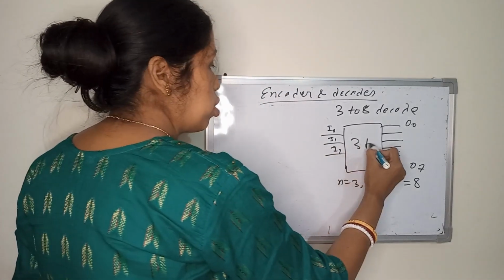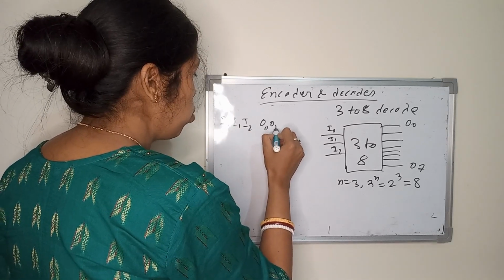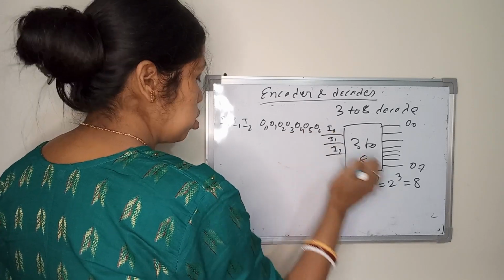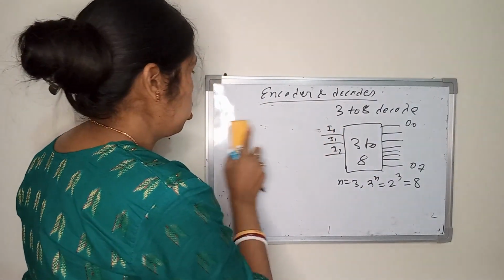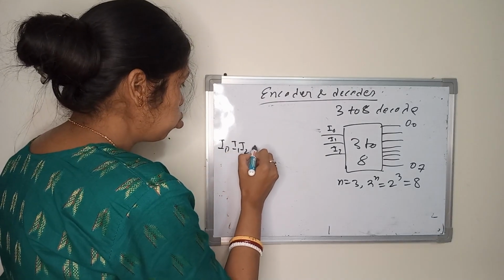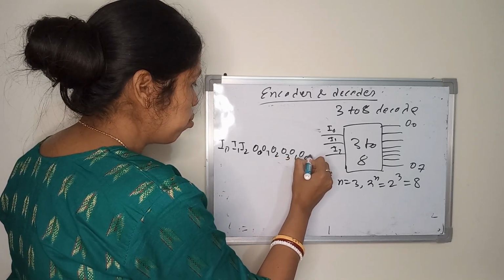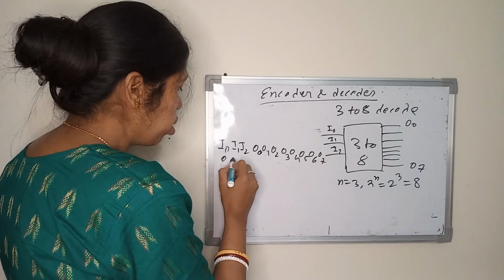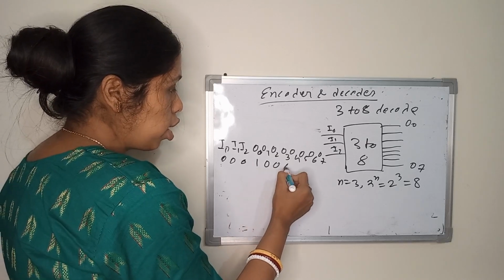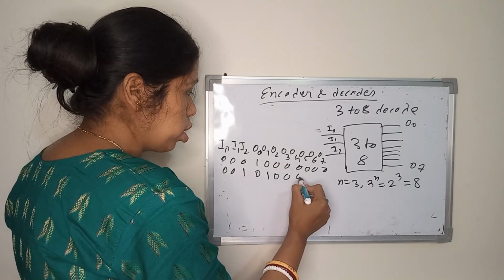3 to 8. So here I am writing the inputs I0, I1, I2 and the outputs O0, O1, O2, O3, O4, O5, O6, O7. I am also sending the enable. When I am sending 0, 0, 0, this output will be 1 and all others should be 0. Then for 0, 0, 1, it works like this.